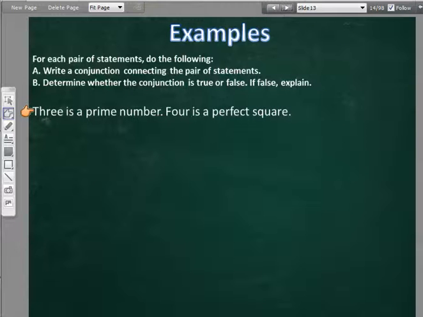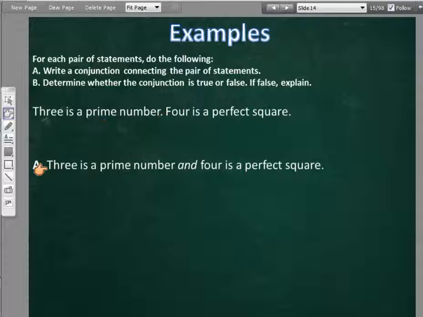Here's another one. 3 is a prime number, 4 is a perfect square. 3 is a prime number and 4 is a perfect square. So you have to remember what a prime number is. It's only divisible by 1 and itself. So 3 is a prime number, and the square root of 4 is 2, so it is a perfect square, so this one's going to also be true.